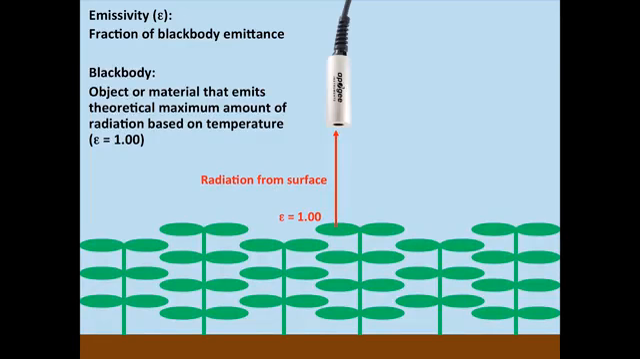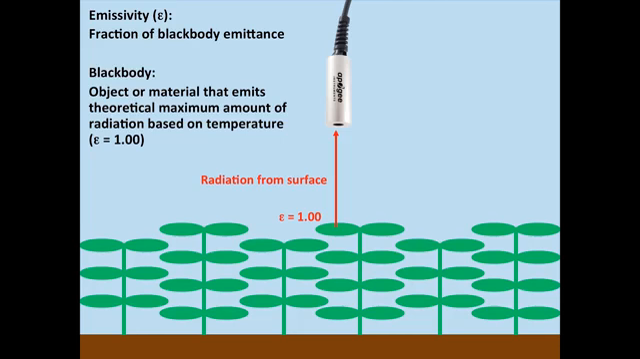Once we have a calibrated radiometer, we're ready to deploy it in the field and start making measurements. Surface temperature measurements are pretty straightforward when the surface is a black body. A black body is defined as any object or material that emits the theoretical maximum amount of radiation based on its temperature. Or we define it as an object or material with an emissivity equal to 1, where emissivity is just the fraction of black body emission.